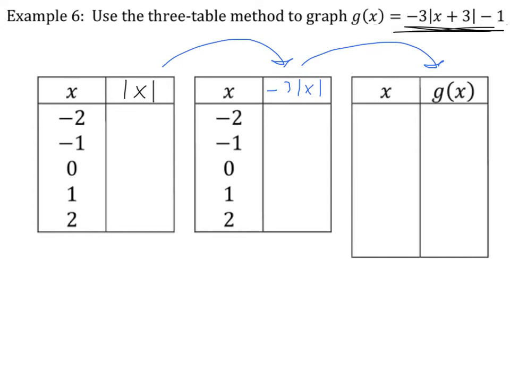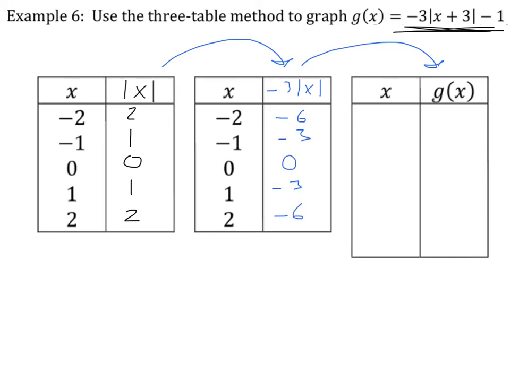So the first table is just absolute value. I'll have 2, 1, 0, 1, and 2. Okay. So now, pause the video, come up with what the second table is. For the second table, I'm taking all of these output values and multiplying by -3, the stretch or compression factor. So now I am ending up with -6, -3, 0, -3, and -6.